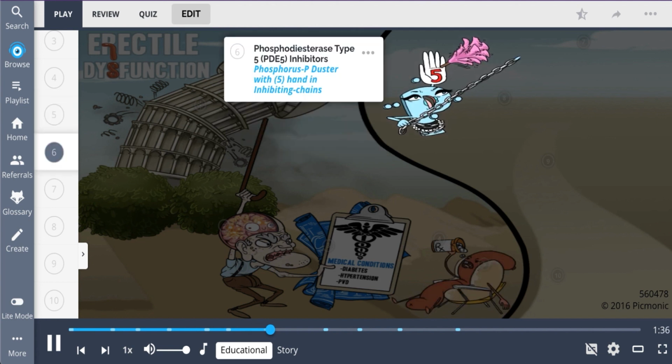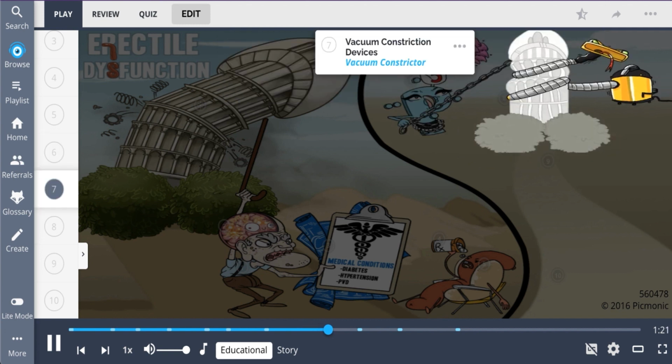Pharmacologic interventions include the use of phosphodiesterase type 5 inhibitors, shown by the phosphorus P duster with 5-HAN and inhibiting chains. PDE5 inhibitors help increase blood flow to the corpus cavernosum by relaxing smooth muscles. One can also use a vacuum constriction device, shown by the vacuum constrictor, which works by pulling blood into the corporeal body to produce an erection.